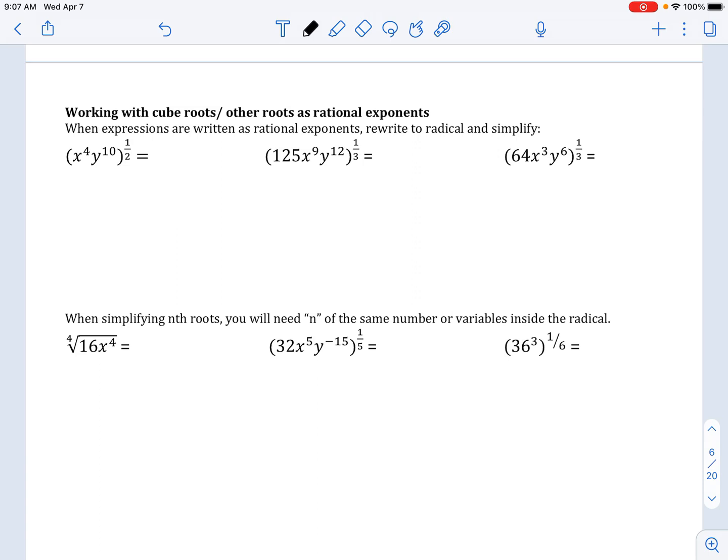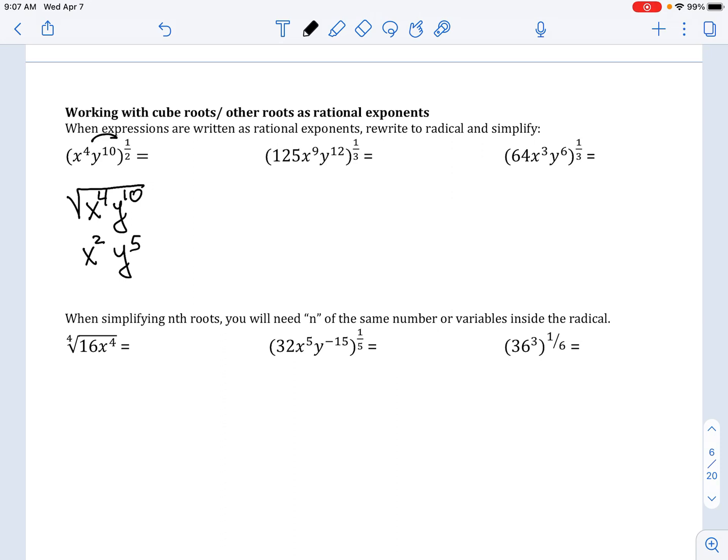When you're working with cube roots or other rational roots and they are written in rational exponent form, you will want to rewrite them to radical form, and that will make it easier for you to simplify. So for the first one, that 1/2 power, we remind ourselves that is the square root, and that is x squared and y to the 5th.